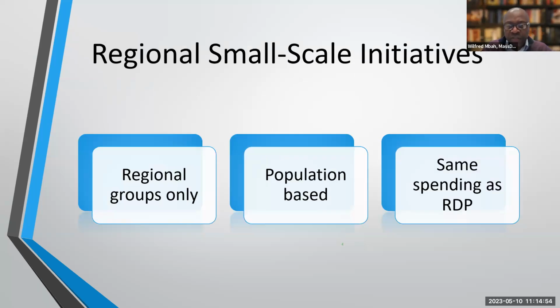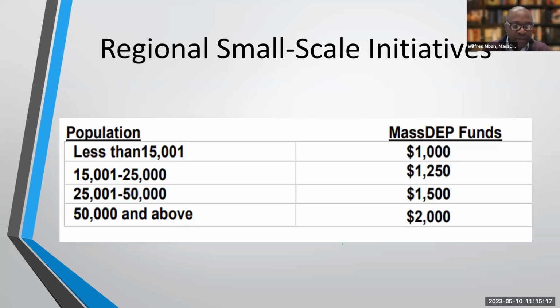So the Regional Small Scale Initiatives Grant is open to regional groups only. The amount of funding disbursed is based on the population served, and it has the same spending allowances as RDP. Eligibility is limited to those regional groups with a mission of solid waste or recycling management. Next slide, please.